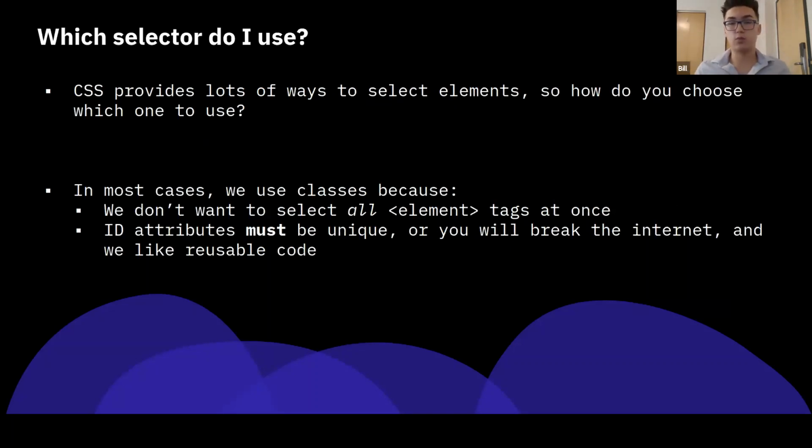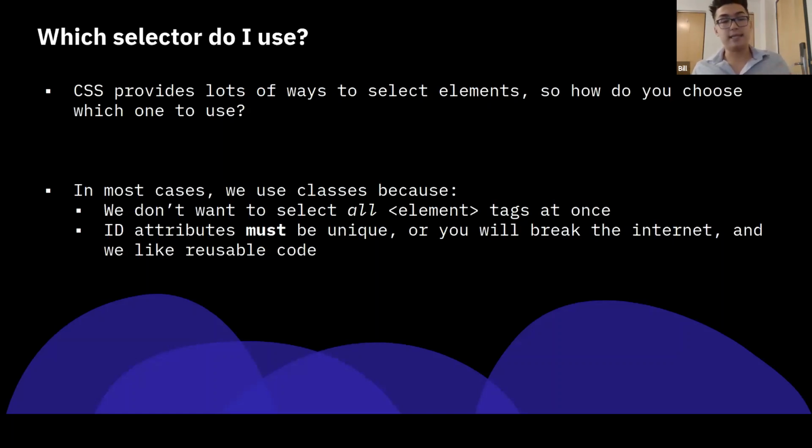In most cases, we're going to use classes. There's definitely a time and a place for element selectors, and there's definitely a time and place for ID selectors. But usually we're going to use classes because the issue with element selectors is we usually don't want to select every single element on the page. If we have a lot of paragraphs on the page, for example, a lot of P tags, we don't usually want to select every single one.